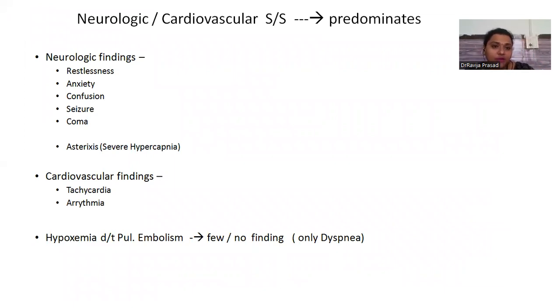Now, what are the predominant neurological and cardiovascular signs and symptoms? The neurological findings you can see in respiratory failure patients are restlessness, anxiety, confusion, seizure, and coma, and the last is seen in severe hypercapnia. In the cardiovascular findings, you can see tachycardia and arrhythmia. Then hypoxemia in relation to pulmonary embolism may show few or no findings, only dyspnea.